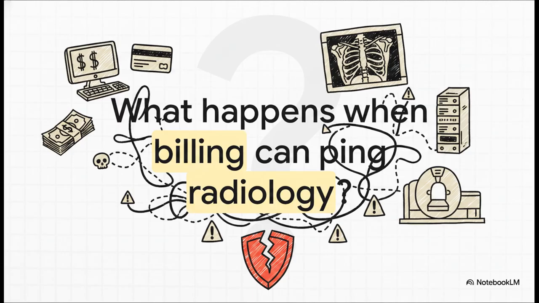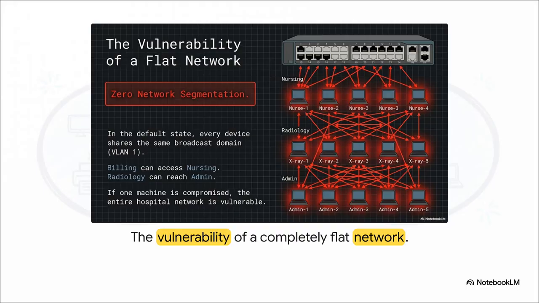Now, what happens if the billing department's computers can just freely communicate directly with the radiology servers? Well, that's a compliance nightmare. It's a massive security risk. We simply cannot allow a completely open network where highly sensitive departments are just exposed to one another. When you have zero network segmentation, it is just chaos.